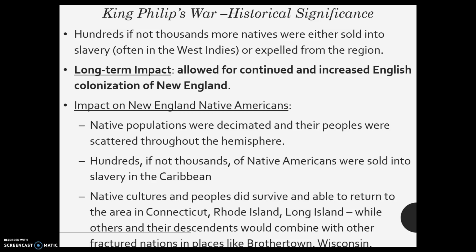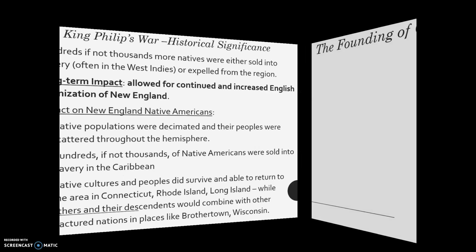So one of the answers to the question, what happened to the Native Americans around this region here, is they were destroyed, sent away and scattered to the wind, unfortunately. Very few came back. You see some of them on Long Island, some in Rhode Island, some in Connecticut, but most of them were destroyed as a result. So this historical significance, again, opens up English colonization in New England and more or less destroys the Native Americans and their way of life in this region.